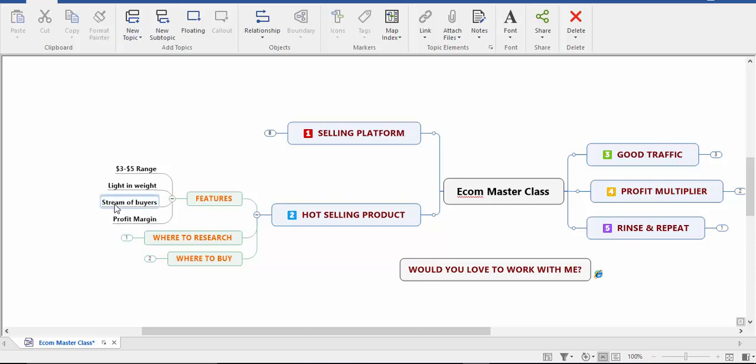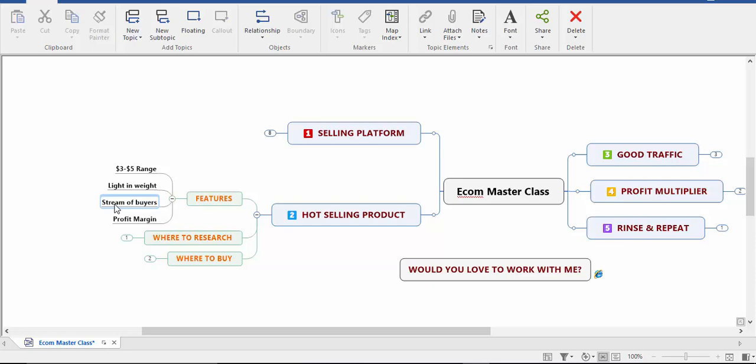Then also, you need a product that has a stream of buyers. There are a lot of buyers looking for that product. You can't go seasonal. For instance, you want to sell a Christmas tree around June or July. It's not possible. You can only sell that during the Christmas period, which is November, December, and it's not good to even base your business on a seasonal product. That is why you need a product that goes with all seasons.